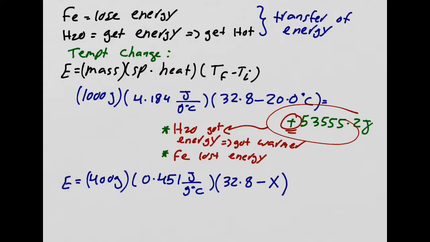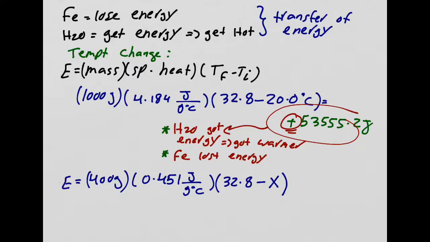I know the energy. How do I know the energy? Back over here, water got 53,555.2 joules of energy. What that means is iron lost 53,555.2 joules of energy. It's a transfer of energy. One loses, the other one is going to gain.